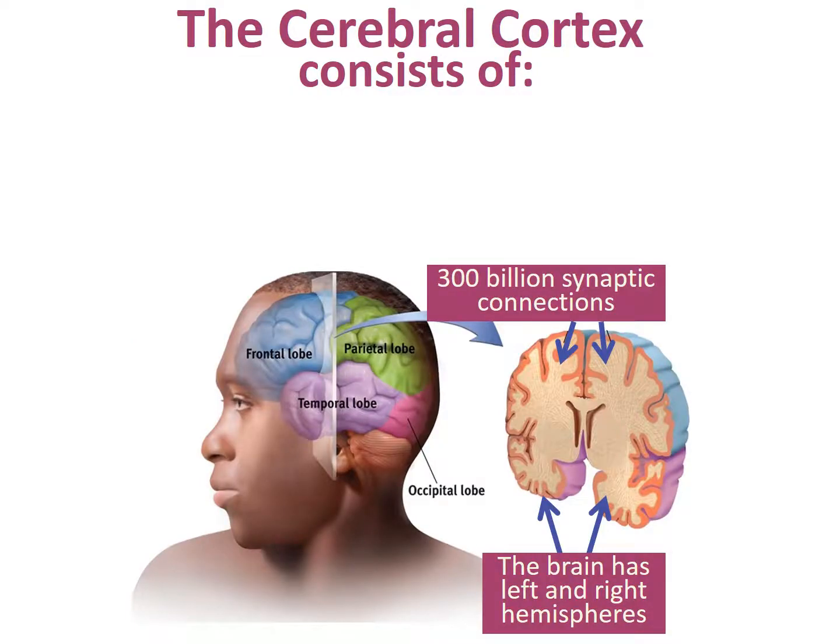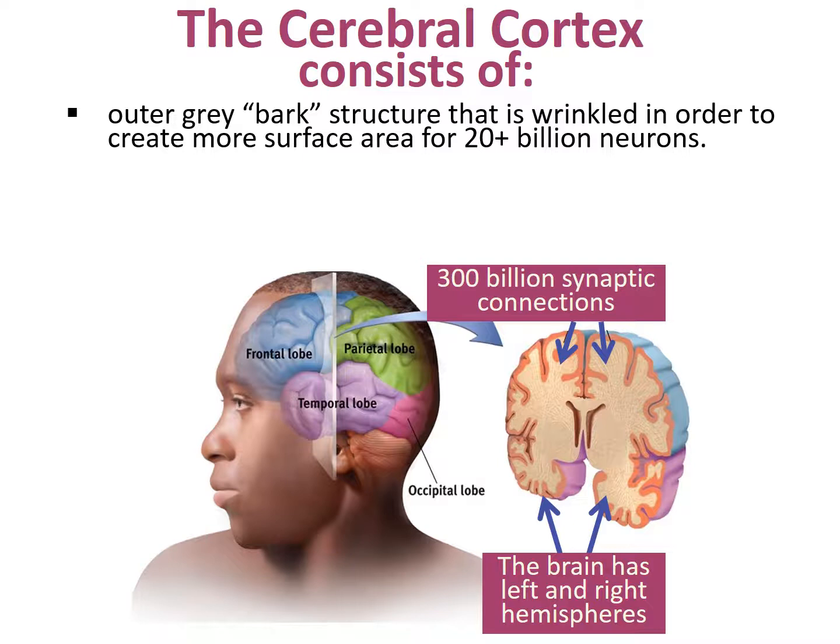So the cerebral cortex consists of 300 billion synaptic connections. And the brain has a left and a right hemisphere, and you can actually pull them apart. And it's only connected by a band of fibers called the corpus callosum. And this band of fibers allows the left hemisphere and the right hemisphere to communicate to each other. It's the corpus callosum. The outer gray part of the brain, the cortex, is wrinkled in order to create more surface area for the 20 plus billion neurons. So you have this wrinkled mass with fissures and gyri, and that allows for the surface area of the brain to be greater. It allows there to be more brain area.